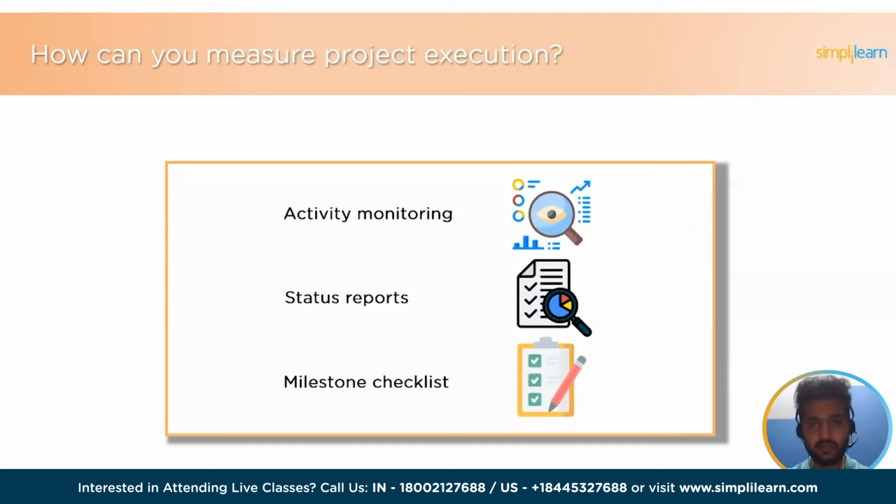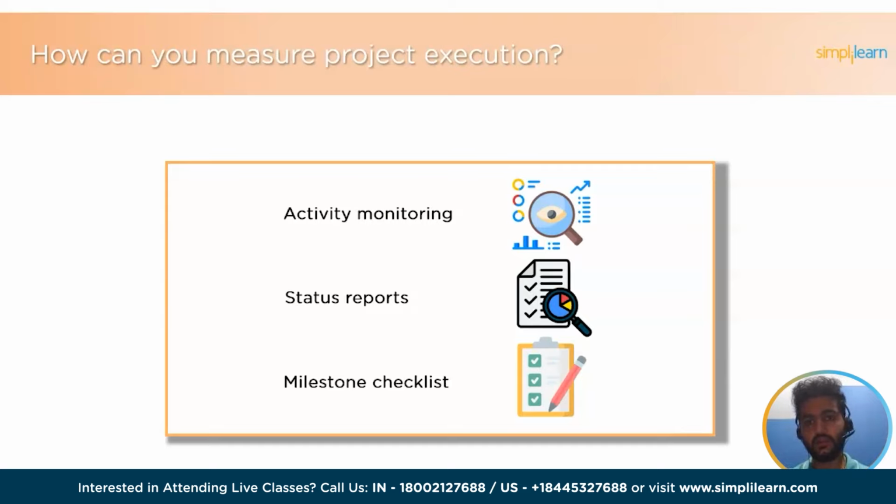So now let's discuss these things. So activity monitoring. This involves tracking the progress of specific tasks or activities within the project, such as coding, testing, or documentation. This can be done using tools like task management software or project management software, which allow team members to update the status of their task and provide visibility into the progress of the project as a whole.